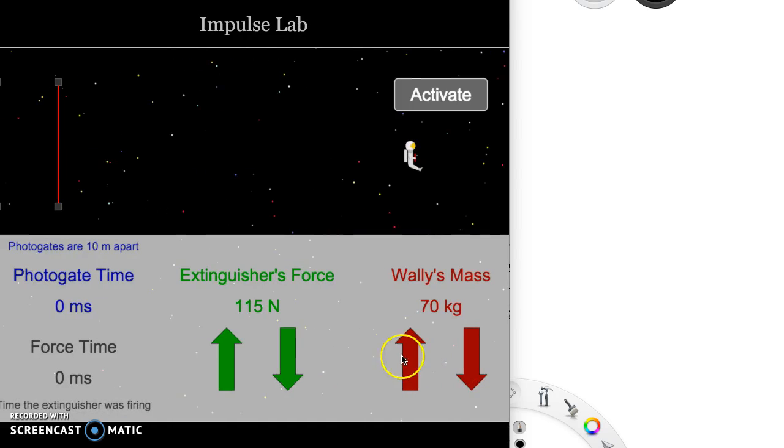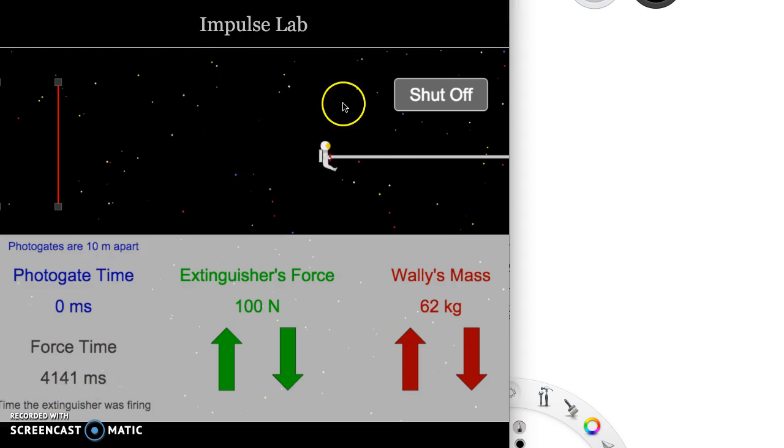So we can change the mass of the astronaut, and basically there's an astronaut holding a fire extinguisher, and then we can turn on the fire extinguisher. We can also control how much time we have it running for. So there I did it for about 5 seconds. Let's see if I can do it for about 4 seconds.